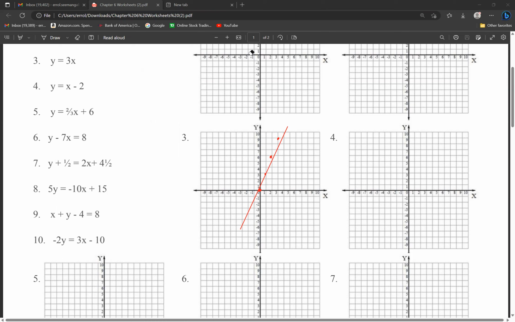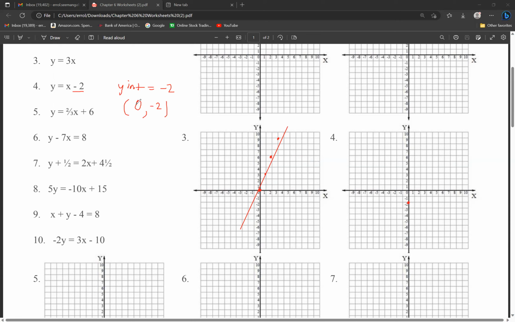Where's the first dot on number 4? 0, 2. Good. So 0, 2 is right here. Where's the second dot? Is it 0, -2, or is it just 0, 2? Well, this y-intercept is -2, right? The y-intercept equals -2, so in coordinate terms, it is 0, -2.